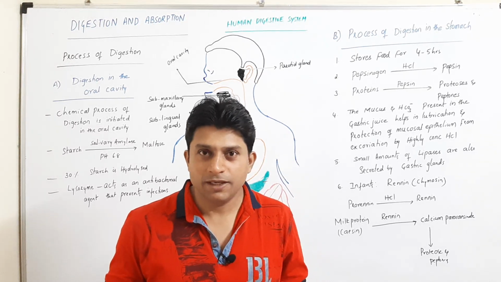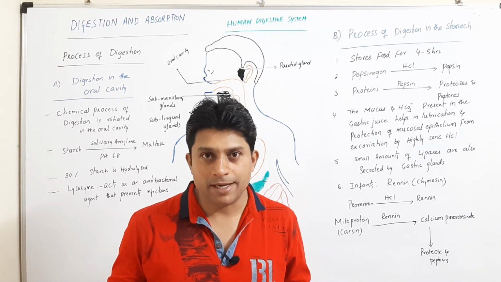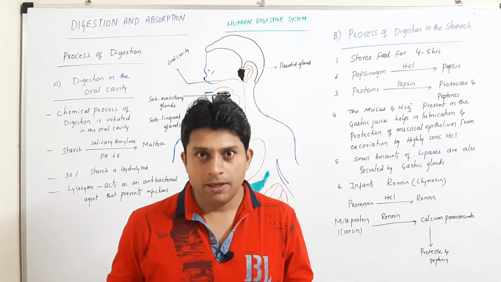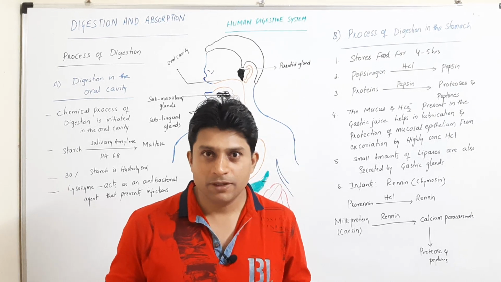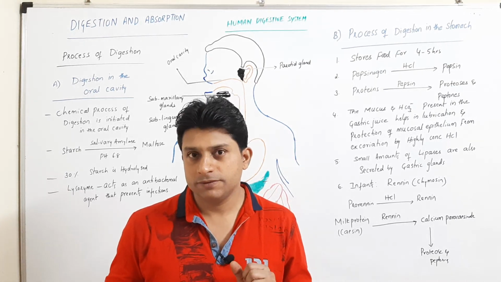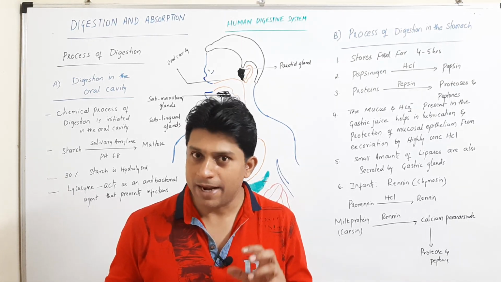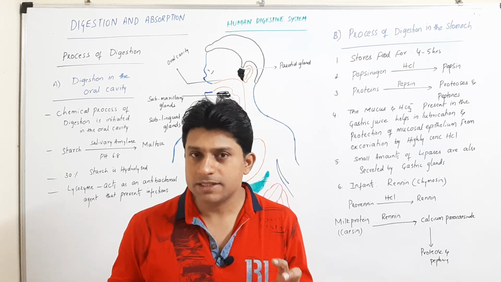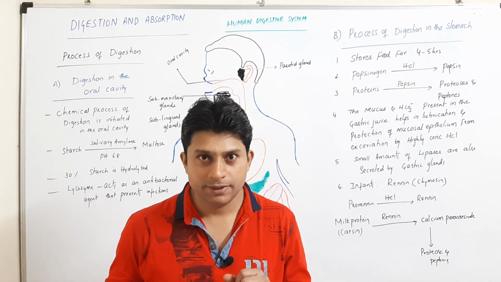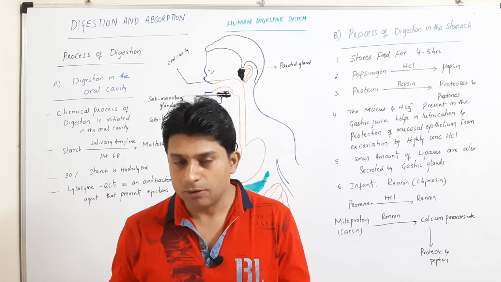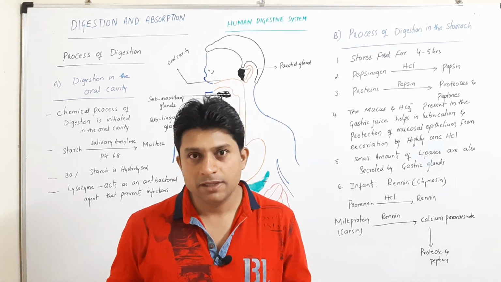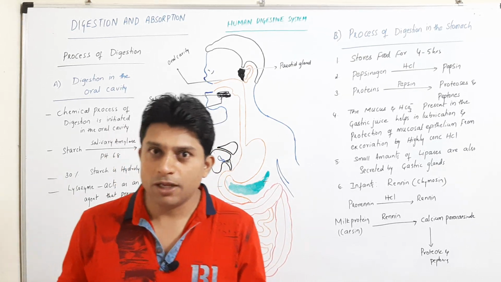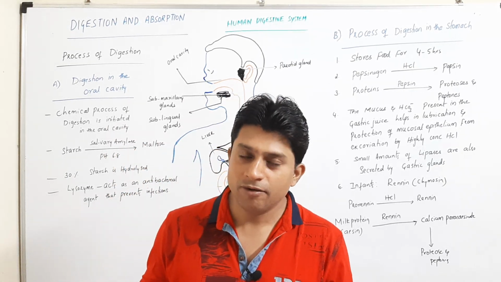The process of digestion includes mechanical as well as chemical processes. The mechanical process of digestion includes the chewing of the food in the oral cavity, as well as the peristalsis that is taking place in the stomach. And the chemical process includes the action of enzymes on the food materials, converting the complex molecules into simpler forms.